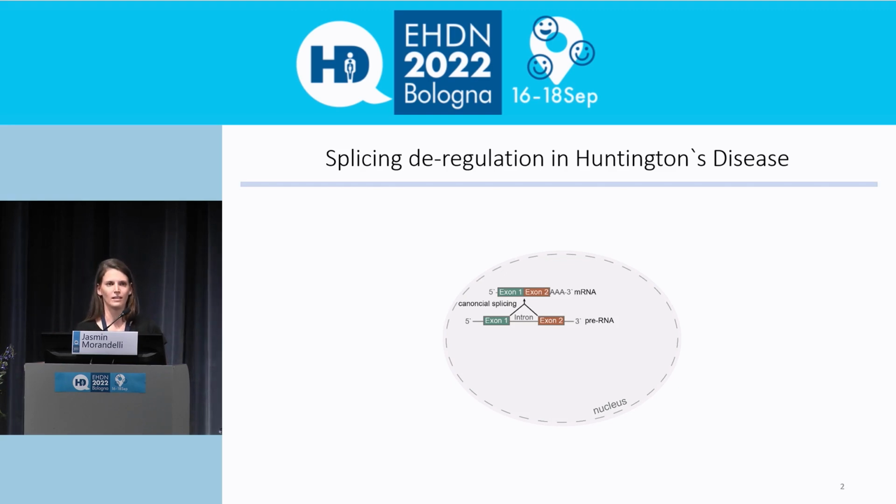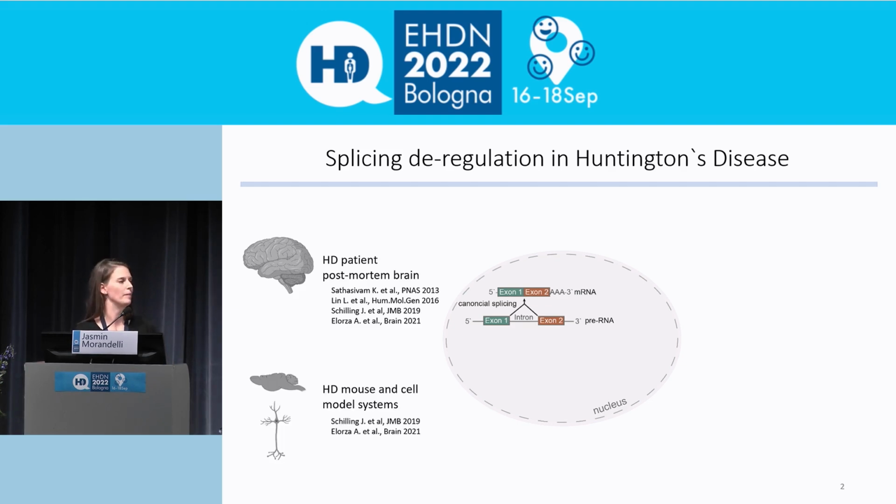This has been found mostly in postmortem RNA sequencing studies from patients, but also in several HD mouse lines as well as cell models. Recent work from our group has, in addition, found that another, less known splicing pathway, so-called backsplicing, is altered in Huntington's disease. What is backsplicing?